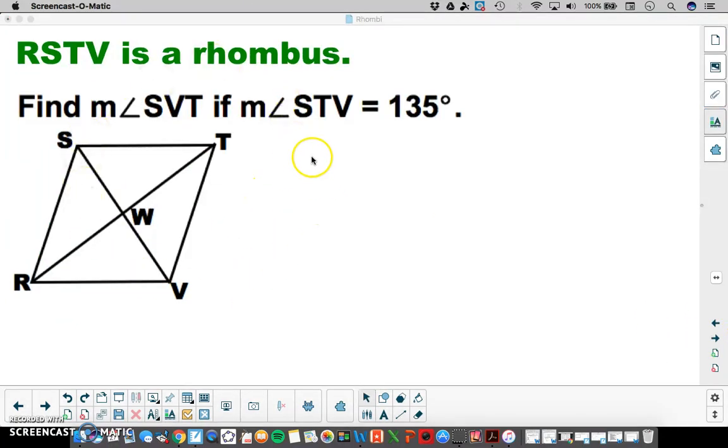This is a problem I want you guys to complete. Find the measure of angle SVT if given the measure of angle STV is 135 degrees.